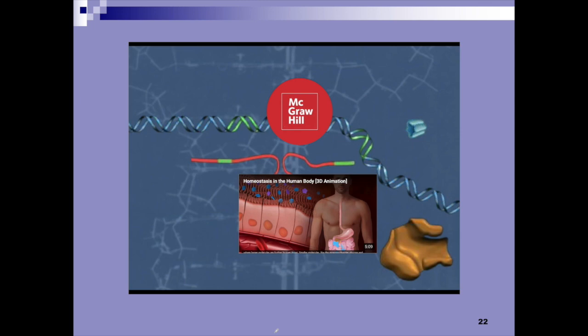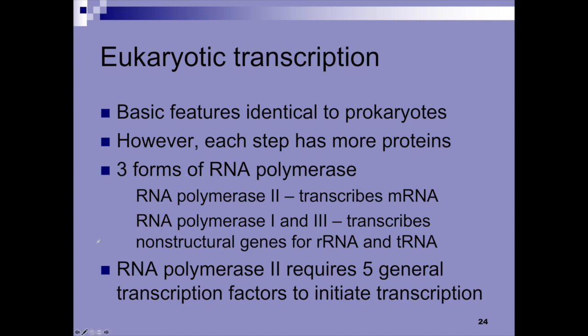resulting in the full-length mRNA transcribed from the gene. So in eukaryotic transcription, the features are identical. We have initiation, elongation, termination. We have a promoter sequence. We have the genes. We have coding and non-coding strands. We have termination sequences. All of that is the same. However, we use many more proteins to carry out those steps than are used by prokaryotes.